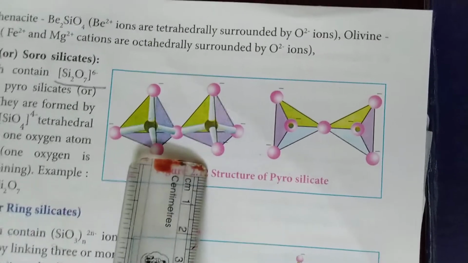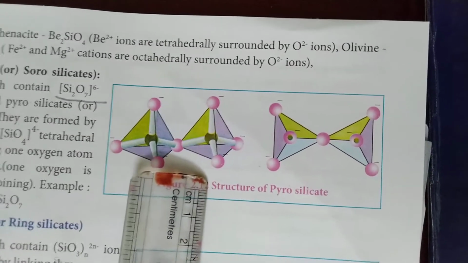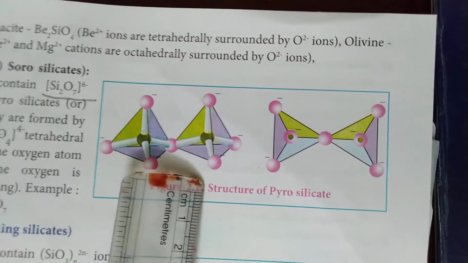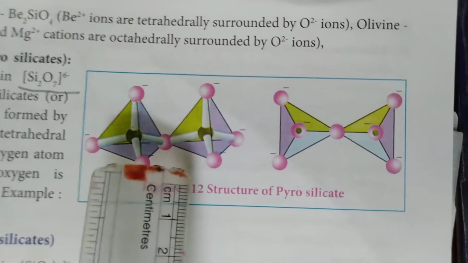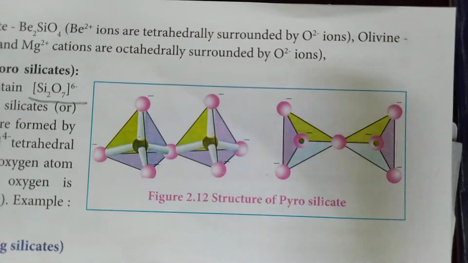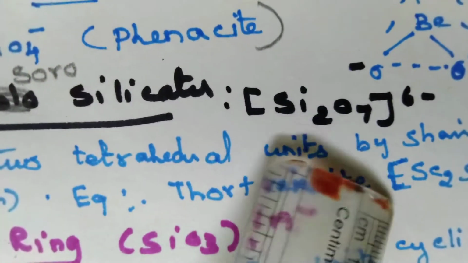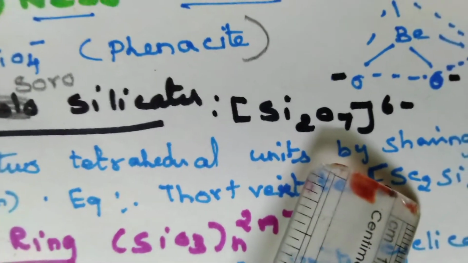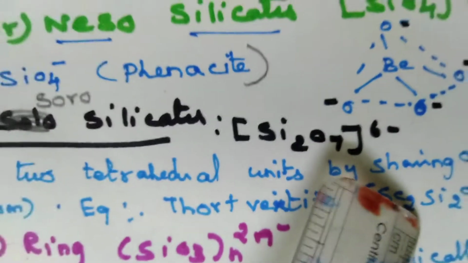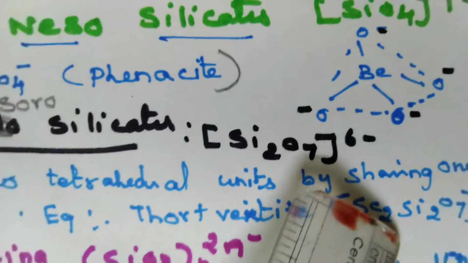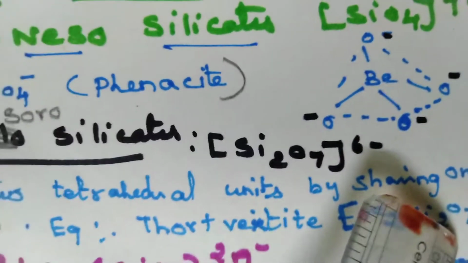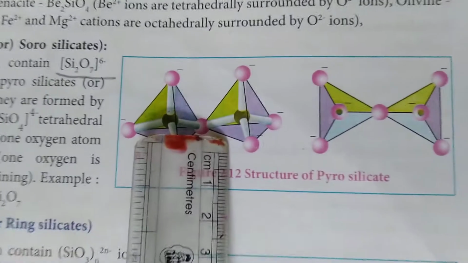So look at this structure. This is an example for pyrosilicates. What is an example for the pyrosilicates? Here, thortveitite. The formula is Sc2Si2O7. There are 2 scandium atoms which are tetrahedrally bonded with oxide ions. So here the structure is given.